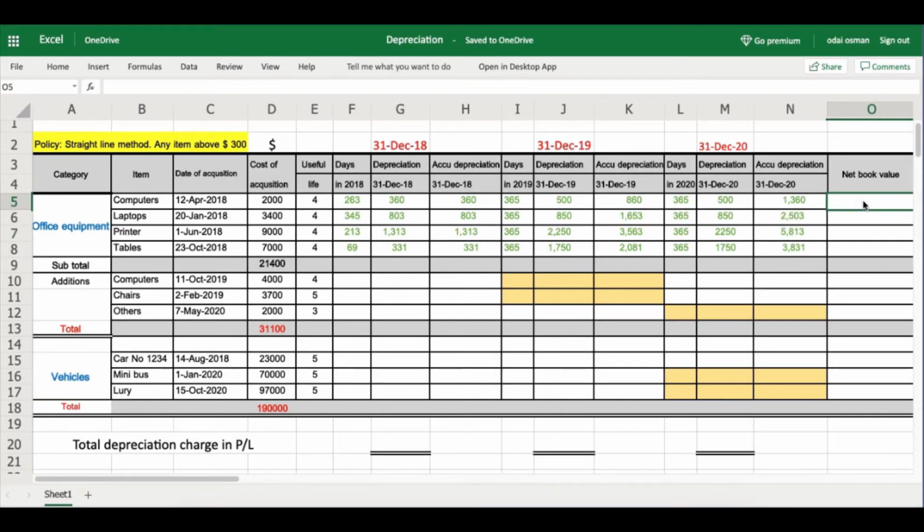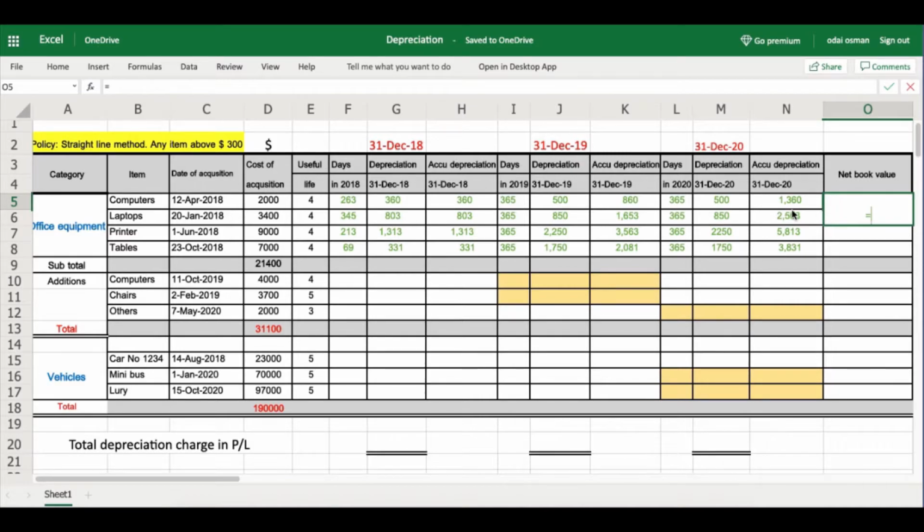On the 31st of December 2020, we should show the net book value in the financial statements. This is equal to the cost of acquisition minus the accumulated depreciation as at the last year, which would give out this amount. So let's drag down the formula to apply for all again.